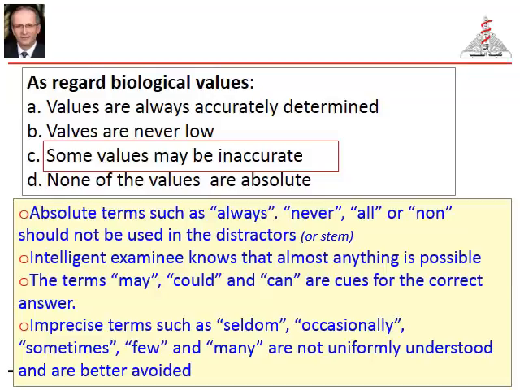Some absolute terms, such as always, never, all, or none, should not be used in the distractors. Intelligent examinees know that almost anything is possible. The terms may, could, can are clues for the correct answer. Imprecise terms such as seldom, occasionally, sometimes, few, many are not uniformly understood and are better avoided.